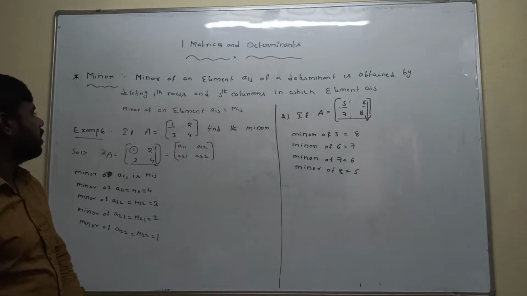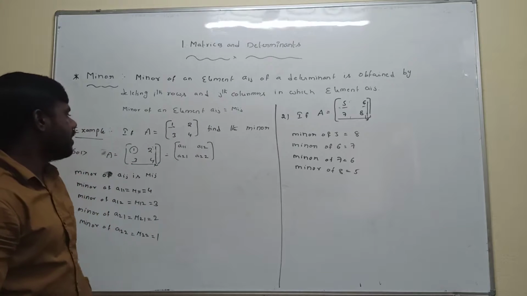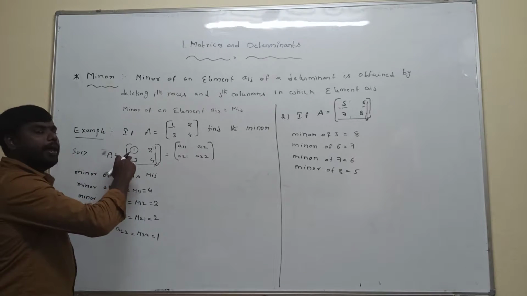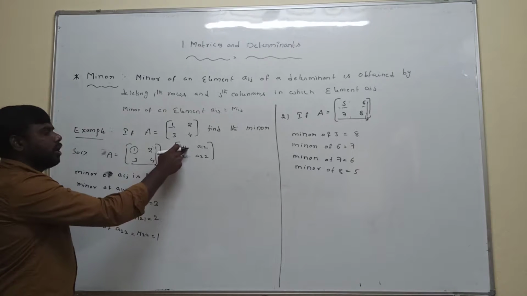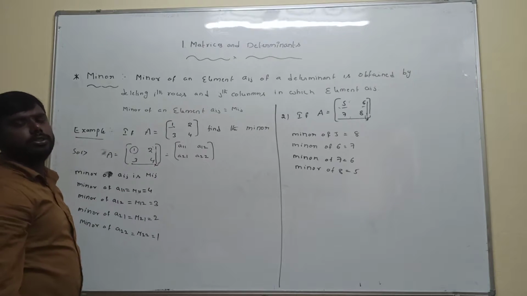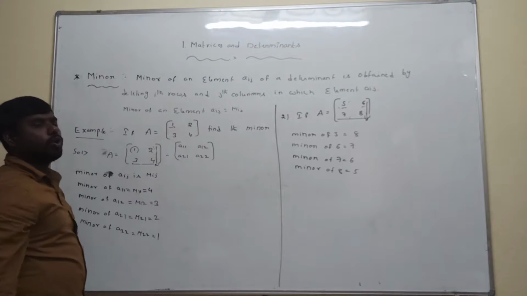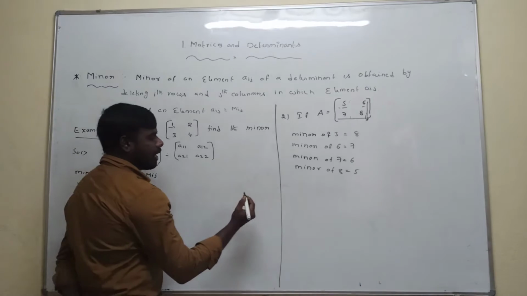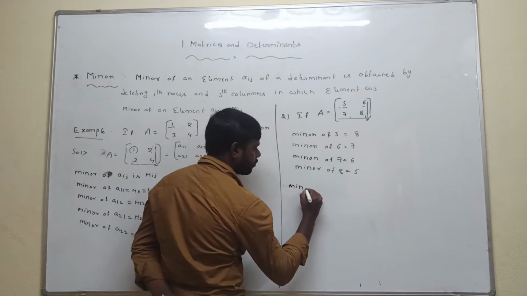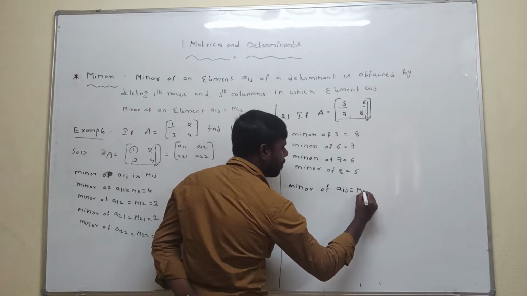Observe here, students. Minor of an element Aij. Aij is nothing but A is the given element, I is the row, J is the column. Thus we are taking first row, first column. So rows are denoted by I, columns are denoted by J. That's why the minor of an element Aij is denoted by Mij.